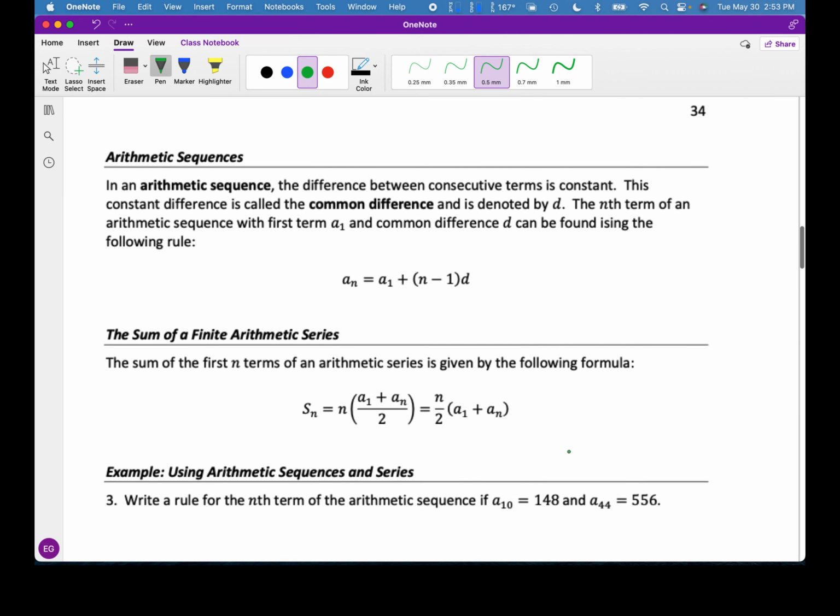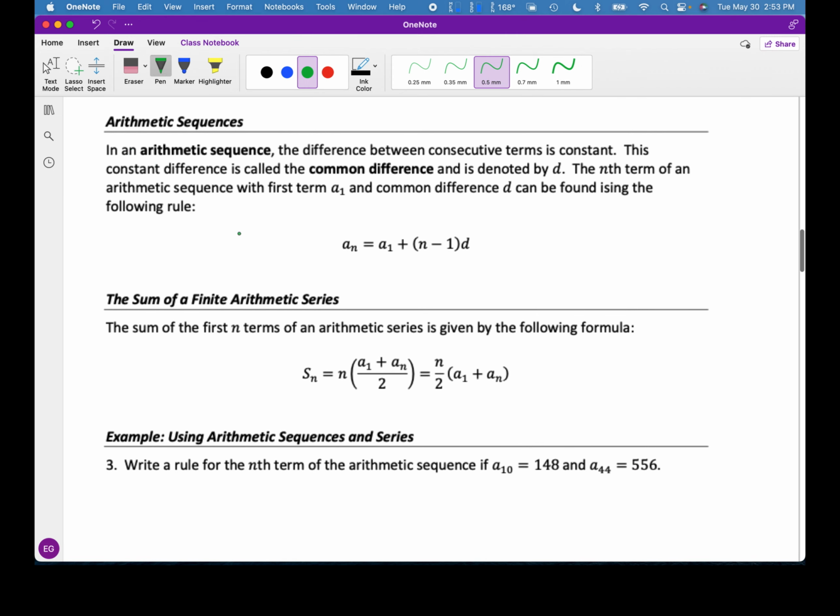So arithmetic sequences. So this is one of the two big ones. Arithmetic sequences is when we have a common difference, which basically is when we're adding or subtracting by the same amount each time. And we have A1 is the first term. So this is our best friend. This is the formula that you need to have memorized for arithmetic sequences.